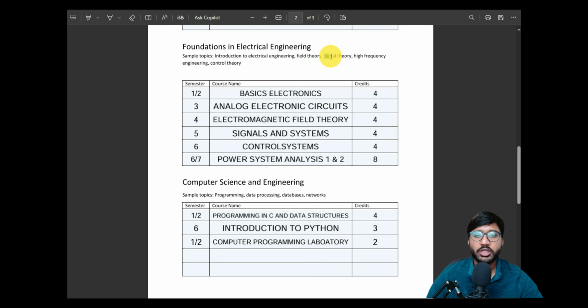Then you need to also give subjects about signal theory. In 5th semester we had signals and systems. That's the reason I have given that subject, with 4 credits. Then you need to give control theory, which is control systems, which is famous.